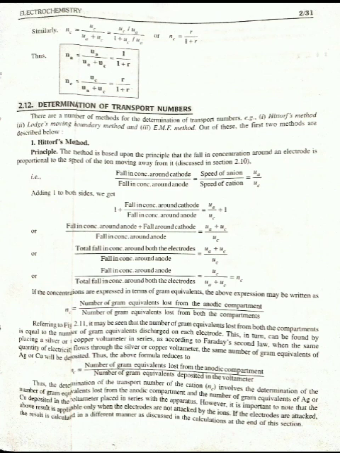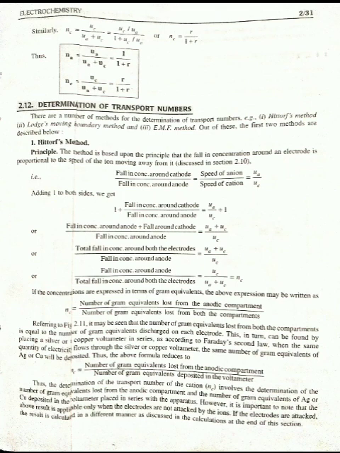First, Hittorf's method. Principle. The method is based upon the principle that the fall in concentration around an electrode is proportional to the speed of the ion moving away from it. That is, fall in concentration around cathode upon fall in concentration around anode is equal to speed of anion upon speed of cation, equal to UA upon UC. Adding 1 to both sides, we get 1 plus fall in concentration around cathode upon fall in concentration around anode is equal to UA upon UC plus 1, or fall in concentration around anode plus fall around cathode upon fall in concentration around anode is equal to UA plus UC upon UC, or total fall in concentration around both the electrodes upon fall in concentration around anode is equal to UA plus UC upon UC, or fall in concentration around anode upon total fall in concentration around both the electrodes is equal to UC upon UA plus UC, equal to Nc.